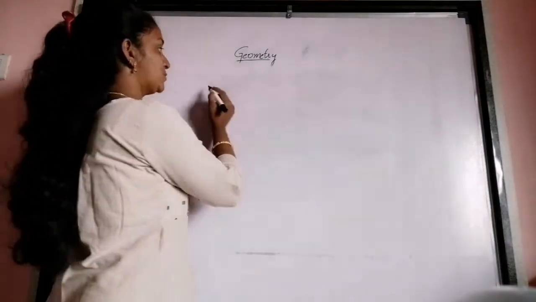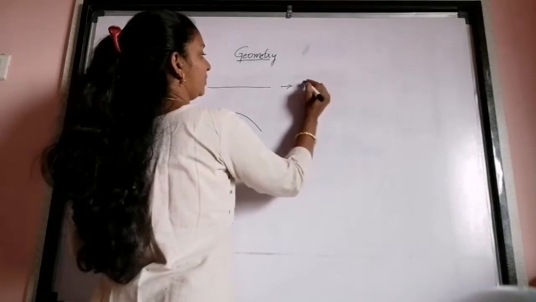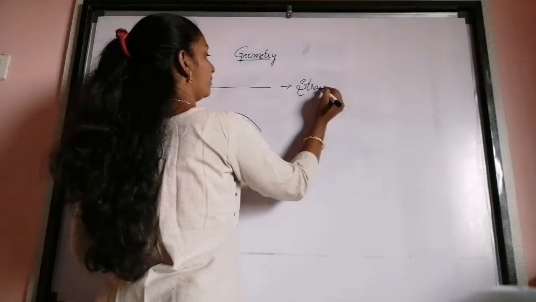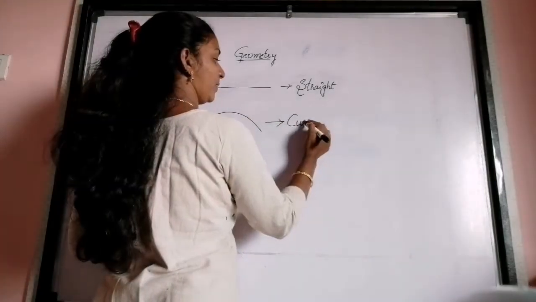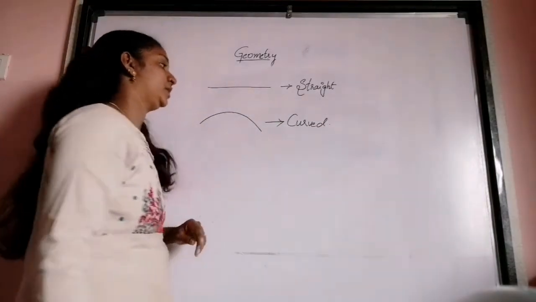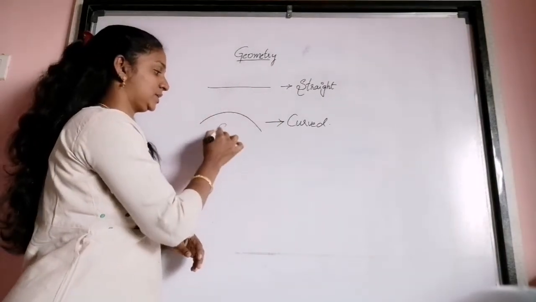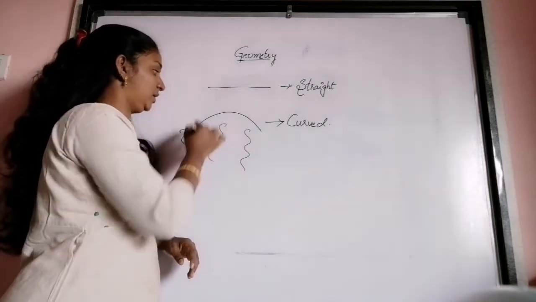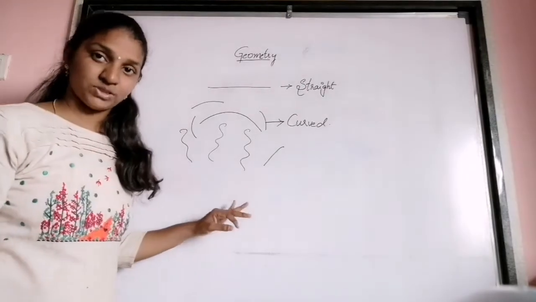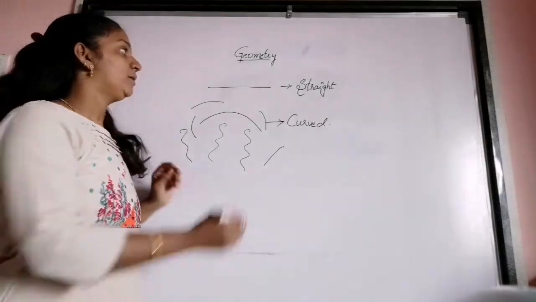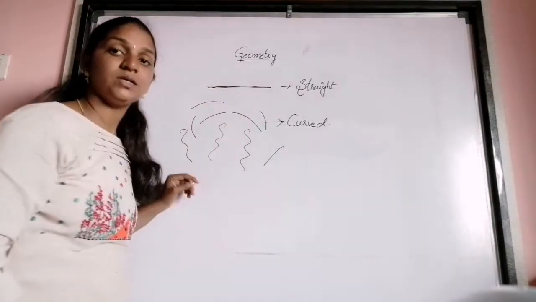We have two different types of lines. One is a straight line and one is a curved line. If the line is not straight like this, then we consider it a curved line. Anything that is not straight is called a curved line. But if it has a straight path, then it is a straight line.